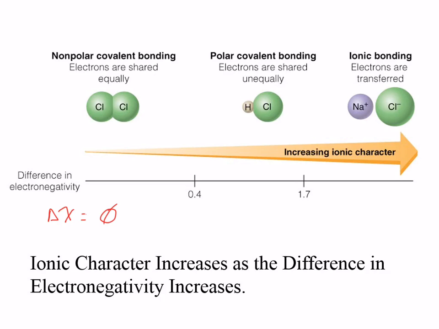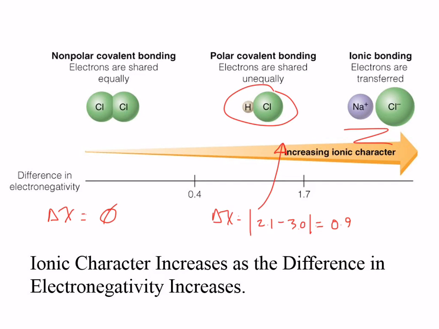Okay, electronegativity difference for this one, and this is where you go back. It's that 2.1 minus 3.0. I got 0.9 for HCl. And for NaCl, I got 0.9 minus, again, 3.0. I got 2.1. Okay, so that's kind of what we're talking about.